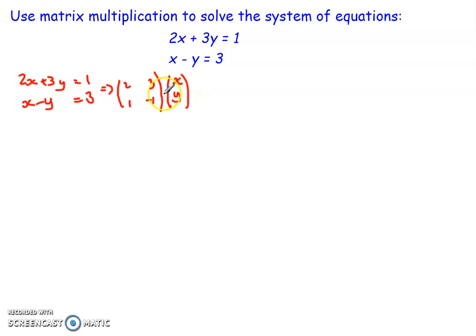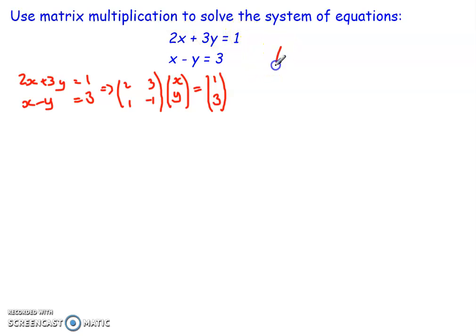matrix multiplication on this, I'd have 2, 3 times x, y, so I'd get my top line, and I'd have 1, -1 times the x, y, and I'd get my bottom line. And I know that's going to be equal to a column matrix given by 1, 3. Now, using matrix multiplication, that's where the interesting part comes into play.